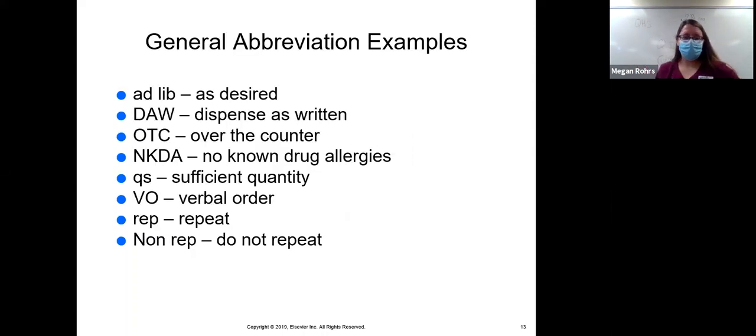Just a mix of examples here. Ad lib, you don't see that used too much anymore, but if you ever do, it means as desired. Dispense as written, we'll cover some dispense as written codes later on in the quarter. Very important for submitting claims every time we run a prescription through the insurance. Over the counter, one that's not up there is also BTC. What does that mean? Behind the counter. Somebody explain, what is a behind the counter drug?